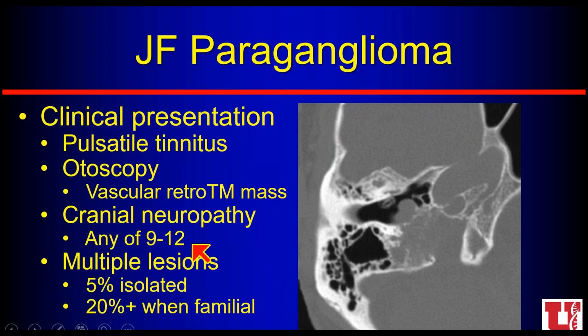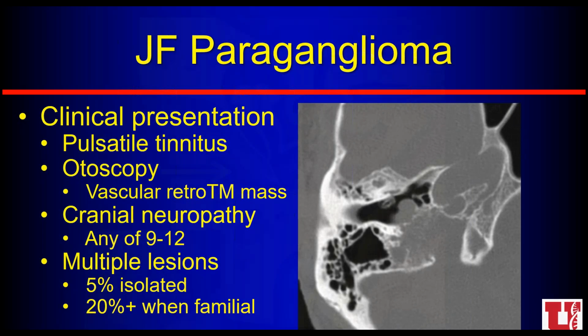Now, interestingly, any of those cranial nerves may be out with a jugular foramen paraganglioma, any of those nerves 9 through 12. And we might see multiple lesions. We know that there's a familial MEN type where we might see multiple paragangliomas. So we want to remember to look down in the neck for a carotid body tumor or a glomus vagale centered 2 centimeters below the skull base if we think the patient may have the familial multiple paragangliomas.